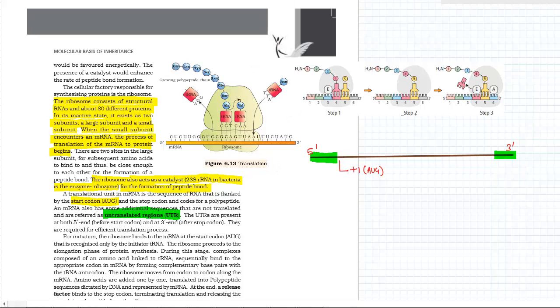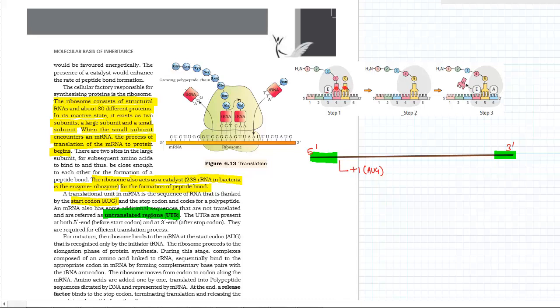Now let us take a brief look at the mechanism of the process itself. On the ribosome we have three sites: site A, site P, and site E. E stands for exit site, A stands for aminoacyl tRNA site, and P stands for the peptide site.